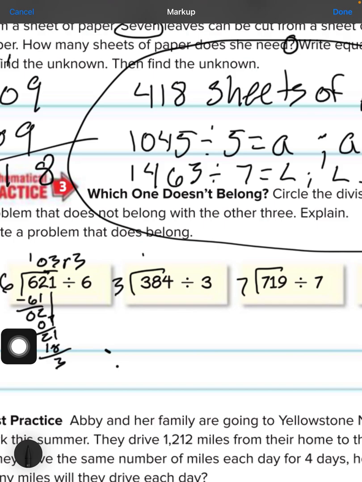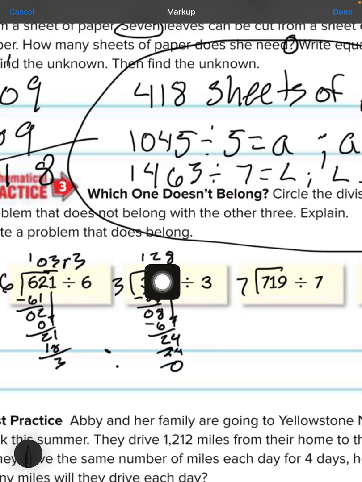Let's see if this one has anything similar, shall we? All right, 3 will go into 3 one time. 1 times 3 is 3. 3 minus 3 is 0. Bring down the 8. 3 will go into 8 twice. 2 times 3 is 6. 8 minus 6 is 2. Bring down the 4. 3 will go into 24 8 times. 8 times 3 is 24. All right, so far I can see this one's different. It does not have a 0 in the quotient, and it does not have a remainder. So I don't have enough information to make a good enough answer. So I'm going to answer this one as well.